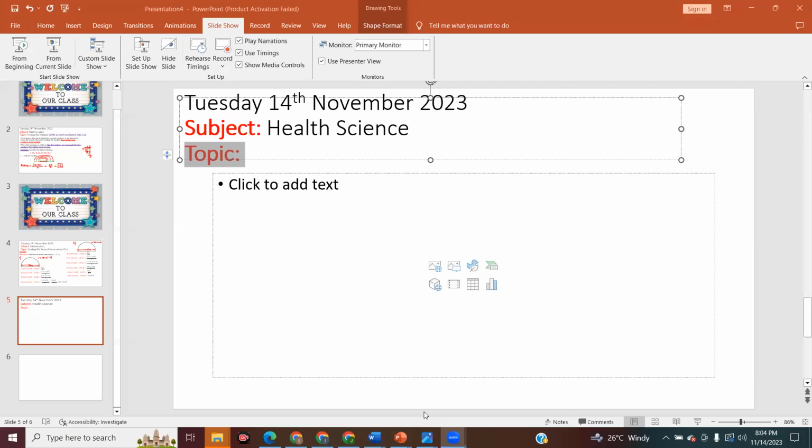All right. So today we're going to be talking about the internal body cavities. Let's look at that.